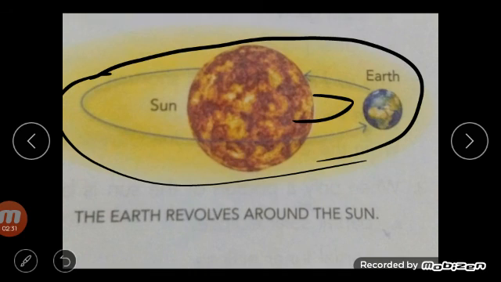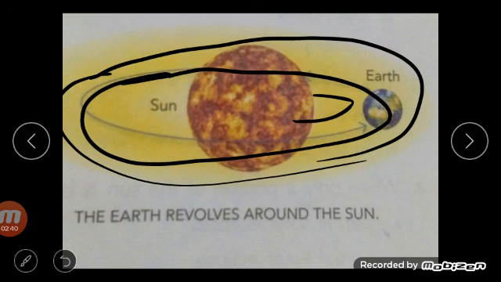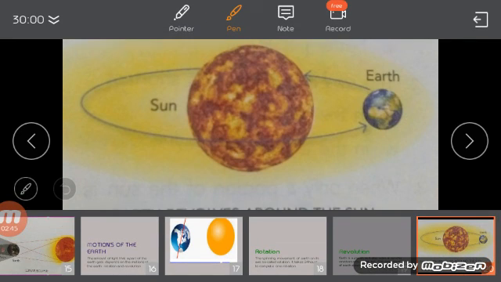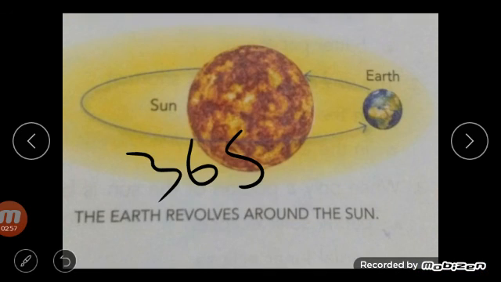As I have told, the movement of earth around the sun is called revolution. Earth is moving around the sun. This movement is called revolution. Earth is a planet, so it also goes around, or revolves around, the sun. It takes 365 and 1 by 4th days, or 1 year, for the earth to complete one revolution, and it is causing change in seasons.